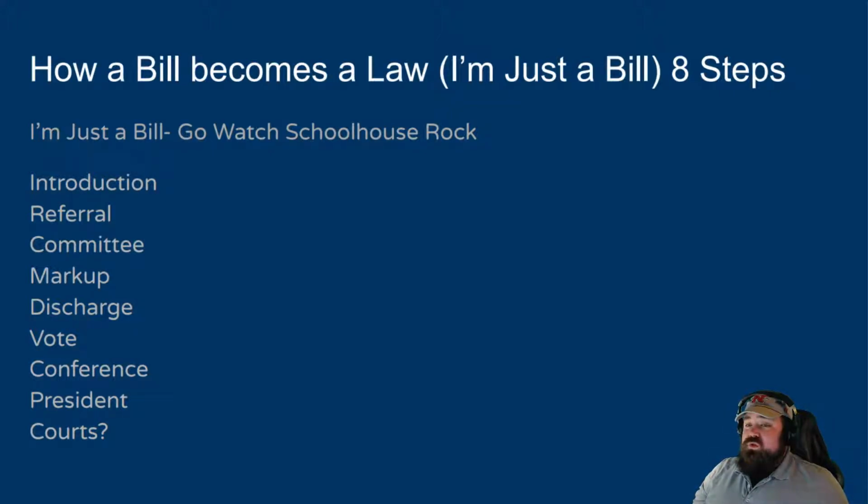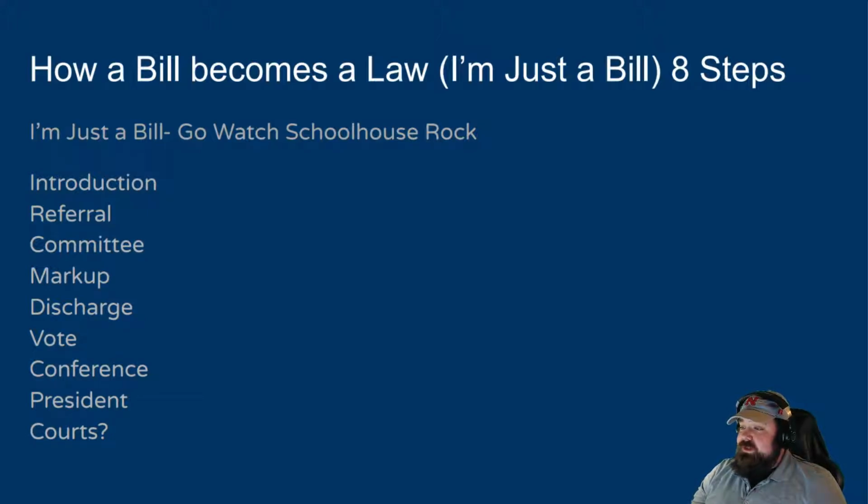If it's given closed rules, on the other hand, then it just has to have a straight up or down vote the way it is. And what we've seen over the last 30 years or so is that more and more of these bills end up as closed rule bills as opposed to open rule bills. So once it's voted on and passed in the House, it then goes to the Senate to go through basically the same voting procedure again.